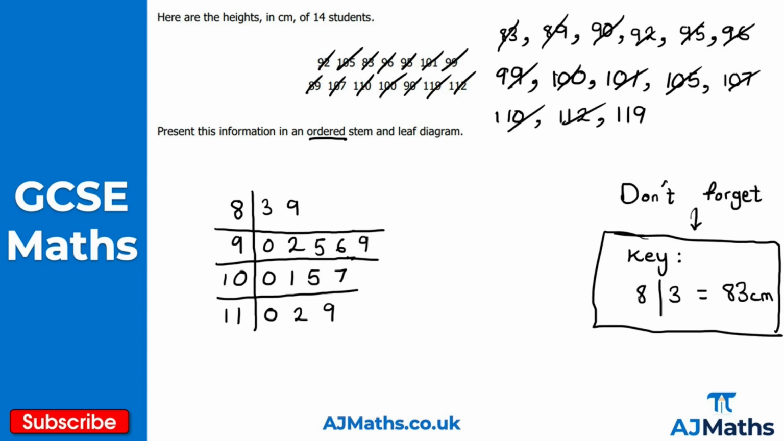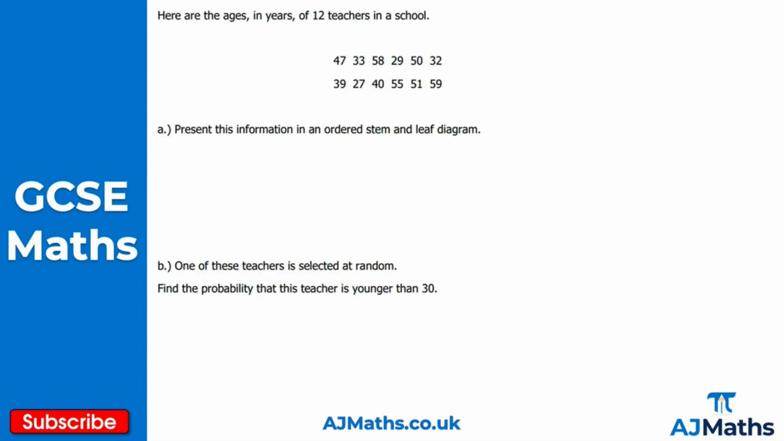Okay, now it doesn't have to be the first data point like we did here, the 8 and the 3 to represent 83 centimeters. You could have done, for example, 10, 0 to represent 100 centimeters, you could have done 9, 5 to represent 95 centimeters. Just make it clear what the data represents. Okay, so that's the solution to the first exam style question for stem and leaf diagrams. Let's take a look at another one now.